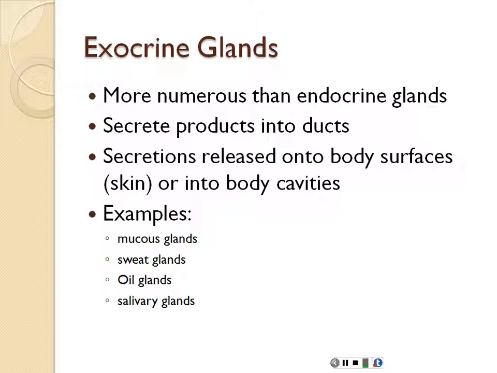And if you think about it, think of all the parts of our body that are able to sweat. So they're more diffuse throughout the body, whereas endocrine glands, there's just one particular gland that has that function. There's just a bunch more sweat glands, for example, than there are endocrine. Secrete products into ducts, secretions released onto body surfaces, such as the skin, or into body cavities. Examples of exocrine glands are mucus glands, sweat glands, oil glands, and salivary glands.